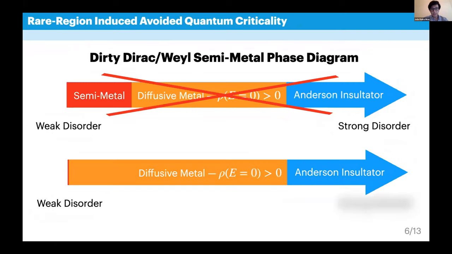So you have a diffusive metal for disorders that can be infinitesimally small. You only have the semi-metal if the system is perfectly clean, and then you have the Anderson transition in the same way as before. Okay, so in this case, we have what they dubbed avoided quantum criticality.